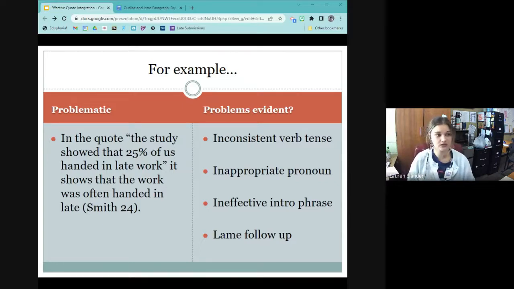Also, there's an inappropriate pronoun. Who is "us"? I have no clue. I don't hand my work in late. I do everything on time. So that's not actually a clear indicator of who it is. So I might replace that with someone specific to the essay itself.